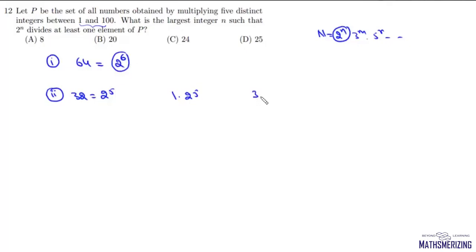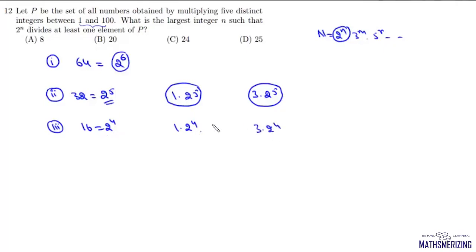Next we'll have 3 into 2 to the power 5. So these are the other two numbers which are possible. Now 4 into 2 to the power 5 will be greater than 100, so we are not considering that. And then finally, after 2 to the power 5, we have 2 to the power 4. So we'll take 1 into 2 to the power 4. Now 2 into 2 to the power 4 will be 2 to the power 5. And then we'll take 3 into 2 to the power 4.